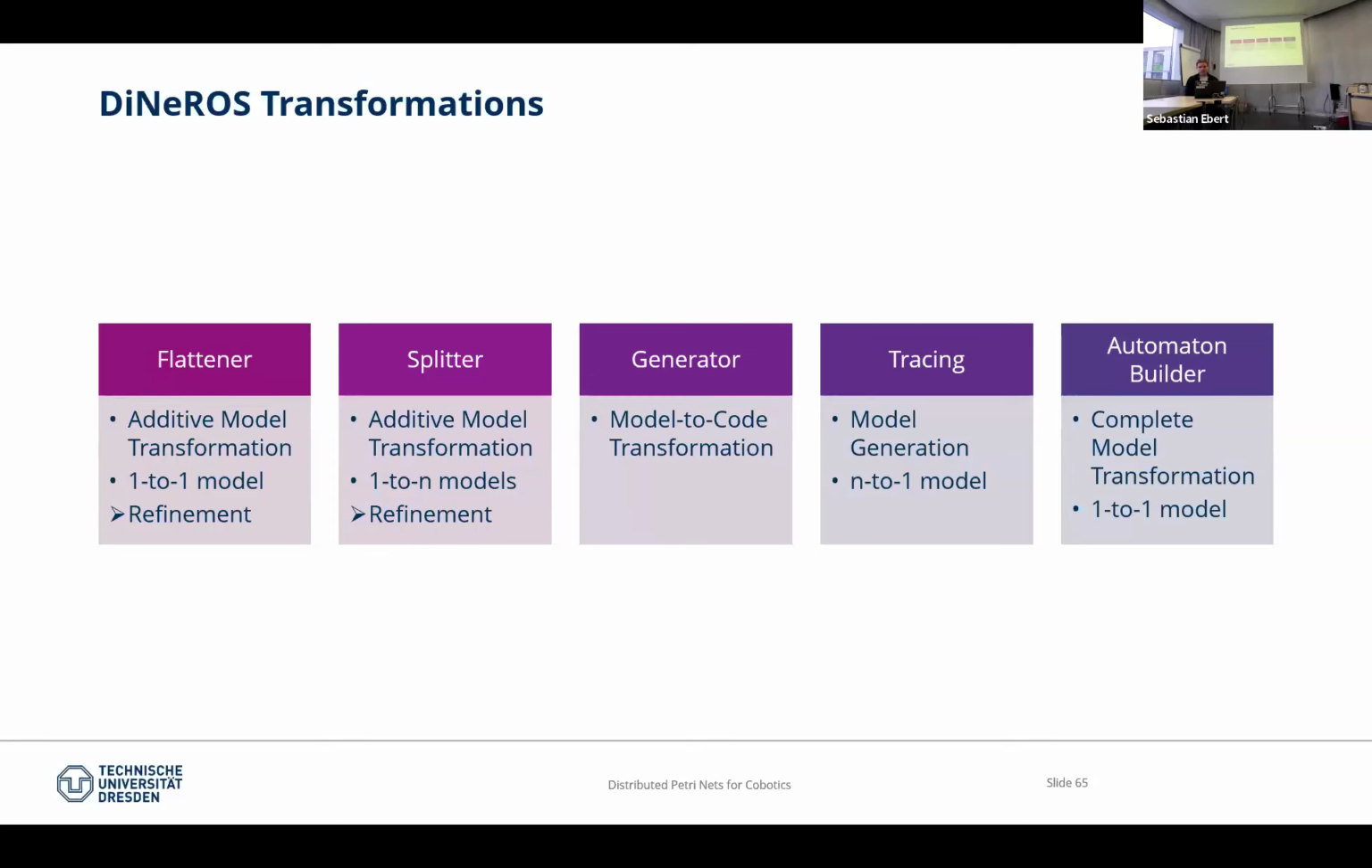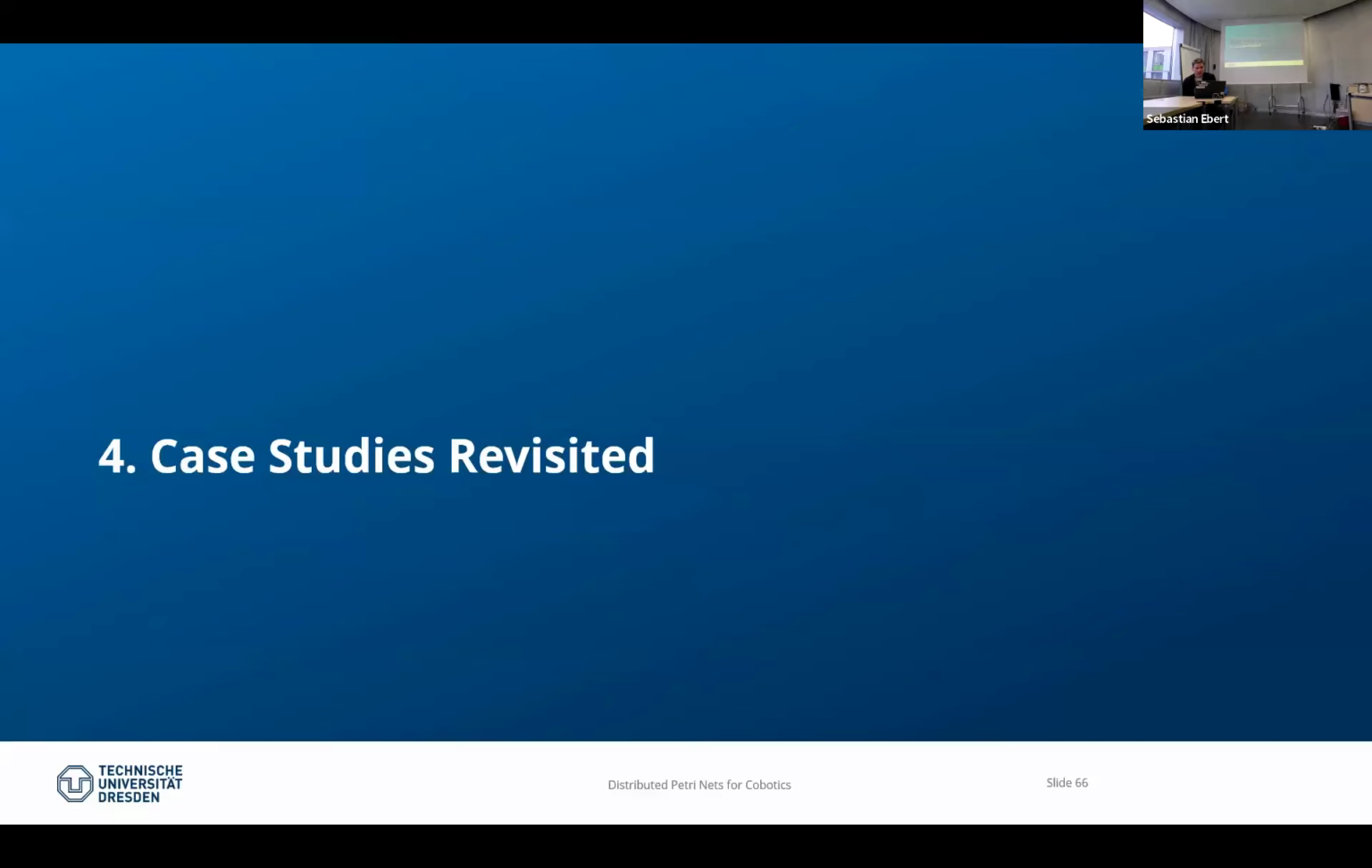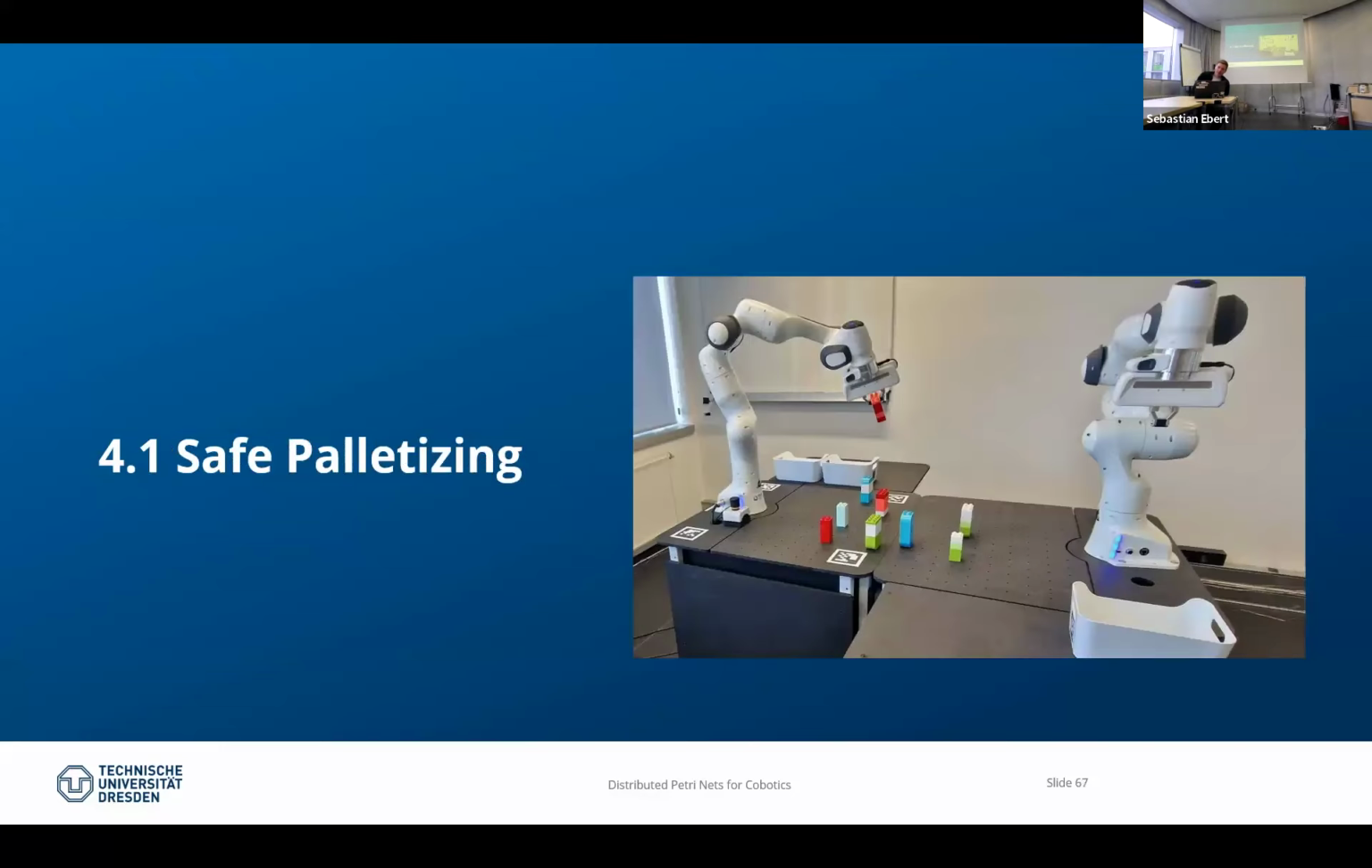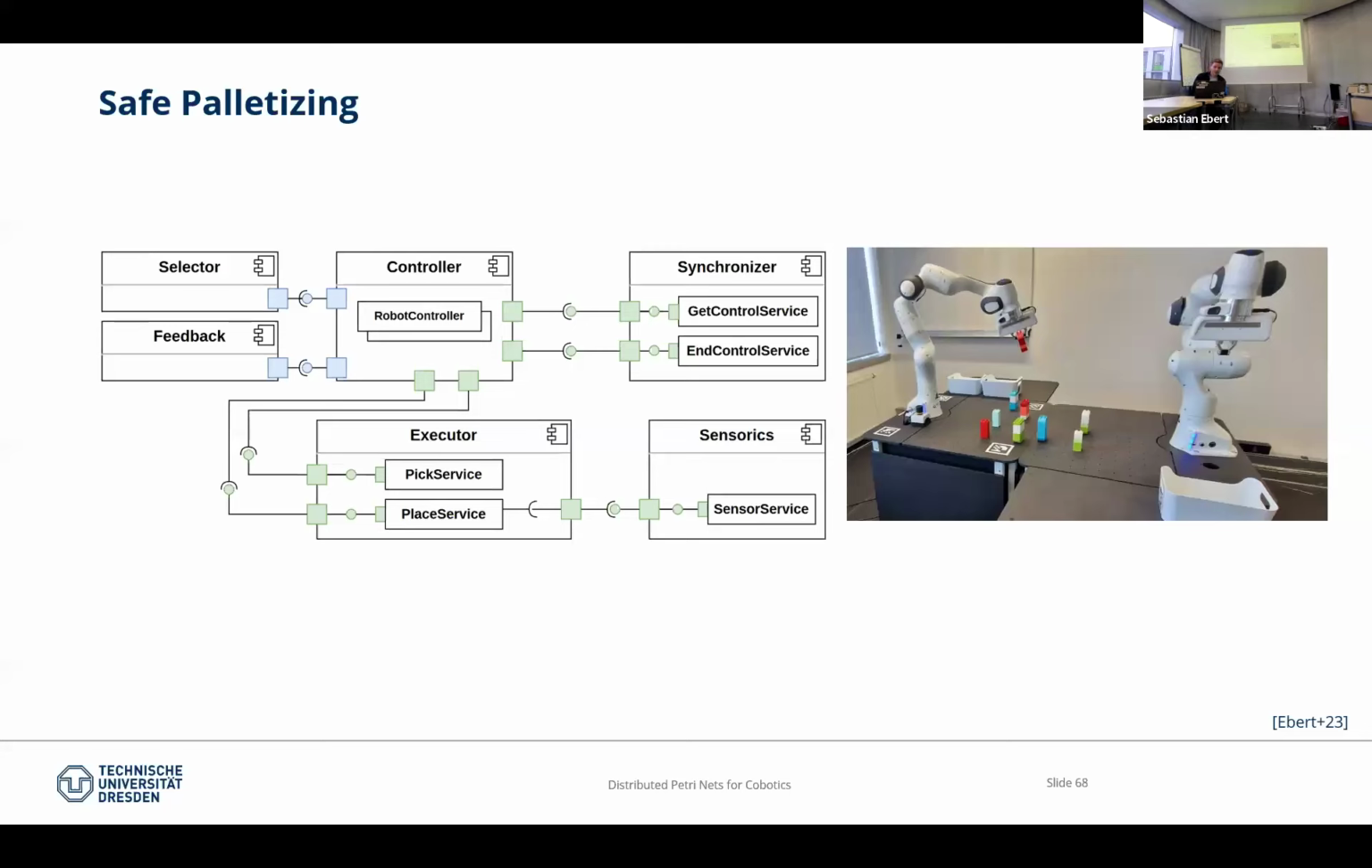Finally, I want to have a look at the case studies that we just had. This is the part where we have looked at some really big Petri nets. If we keep the safe palletizing in mind from a really abstract view before we go into the Petri net, we use basically 5 components.